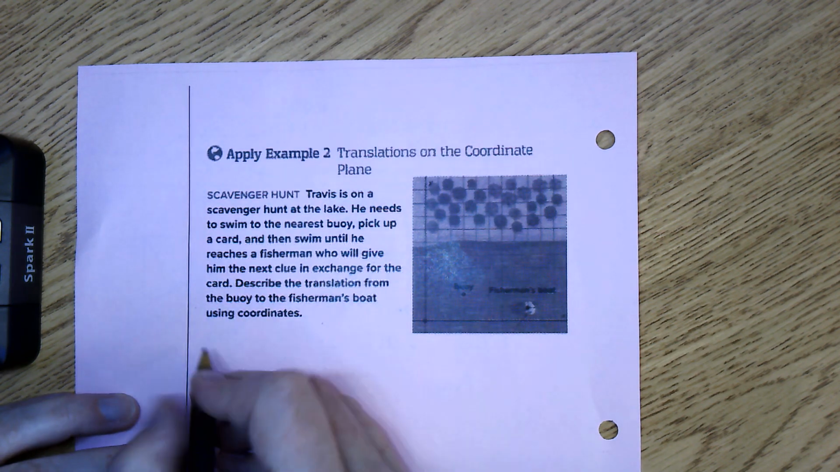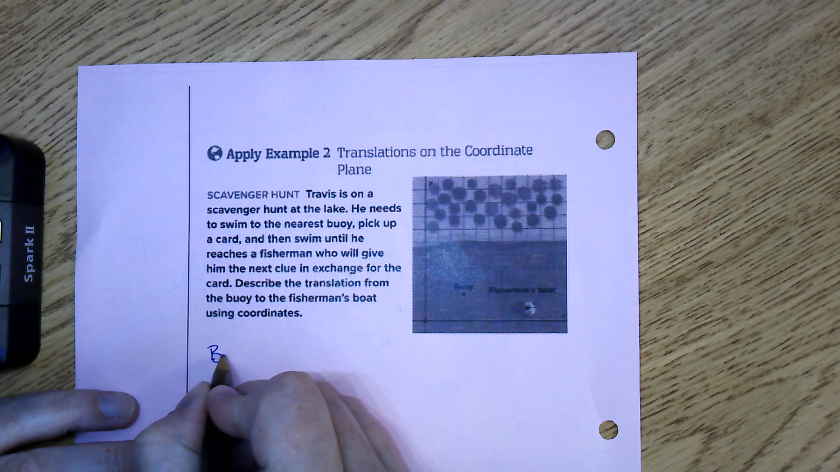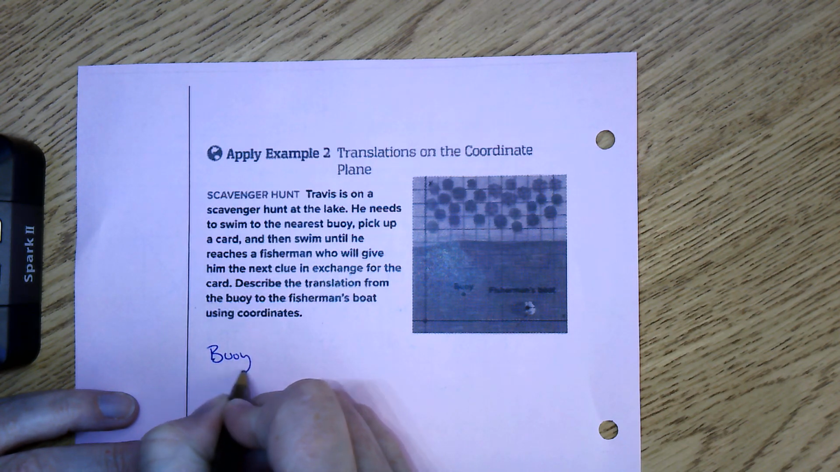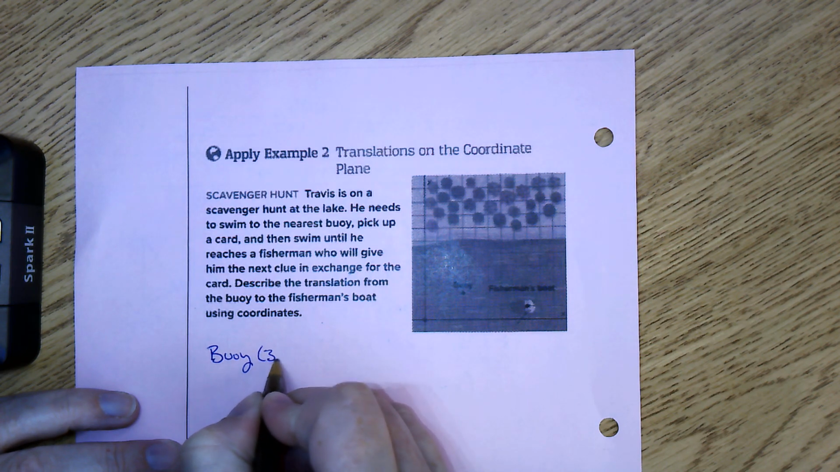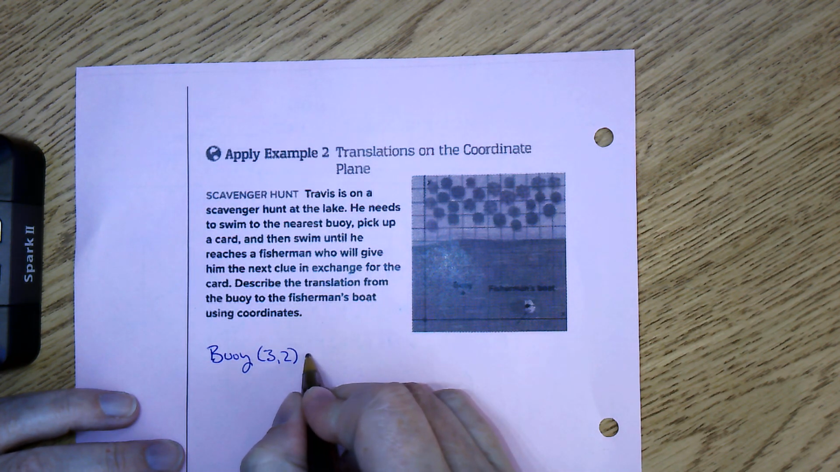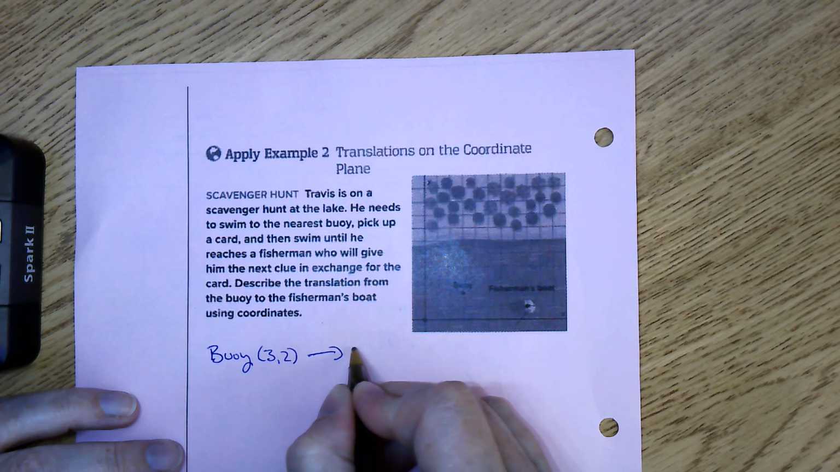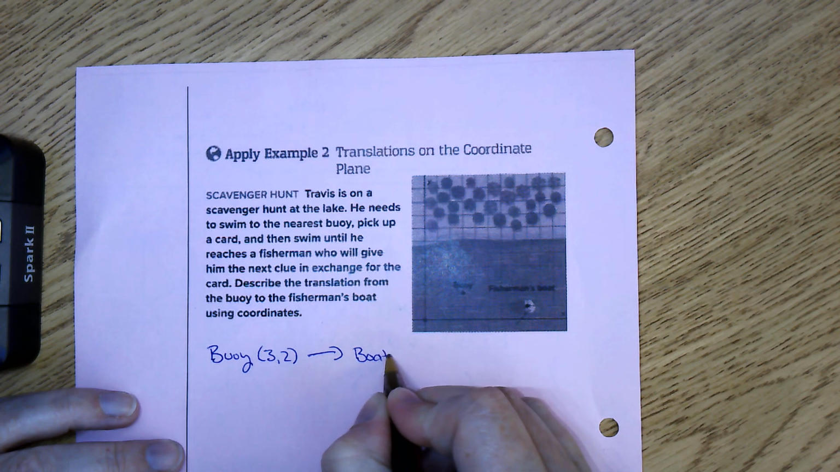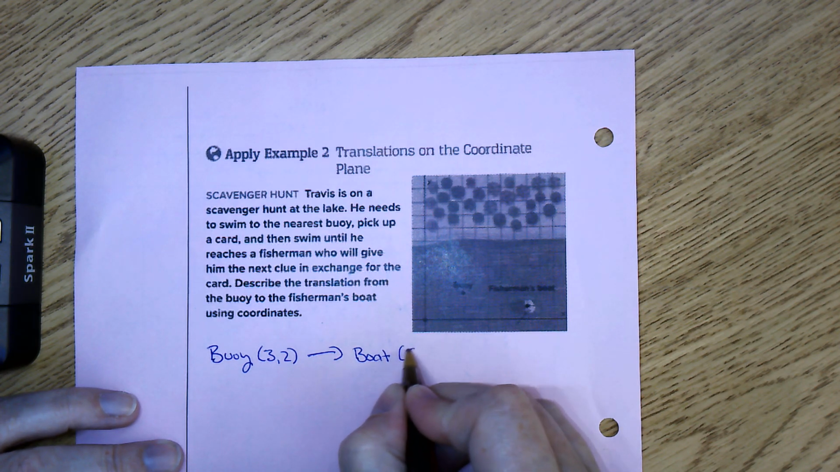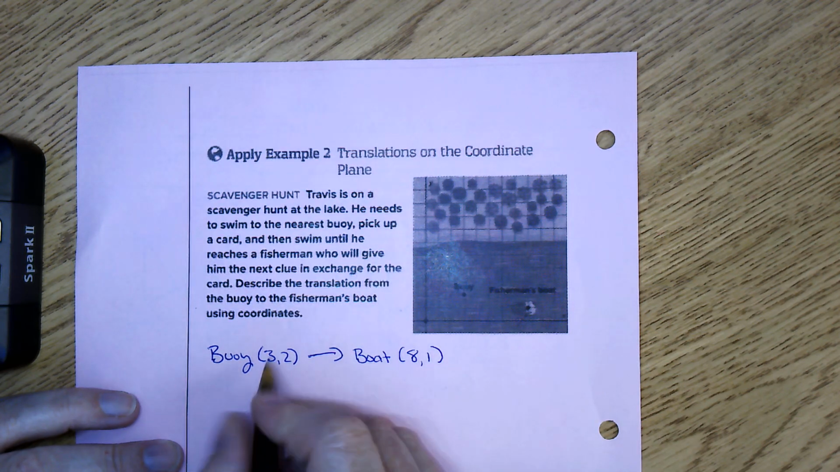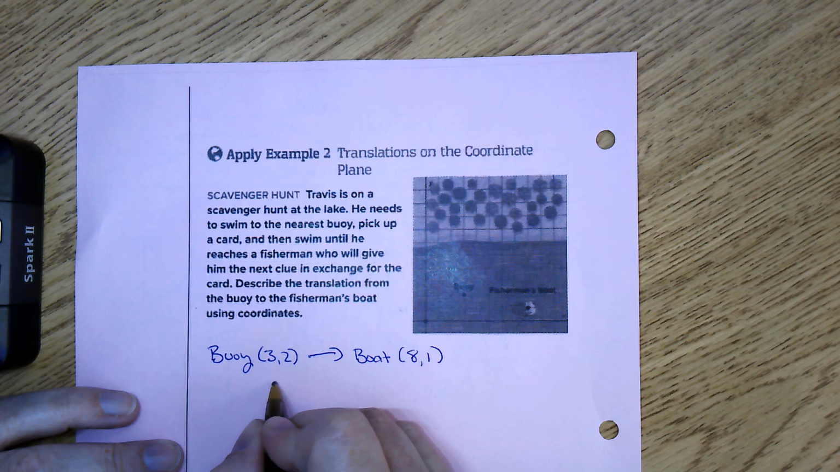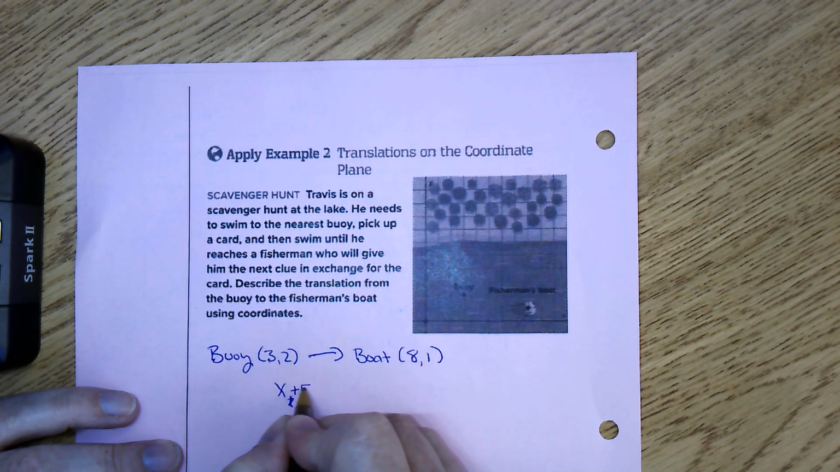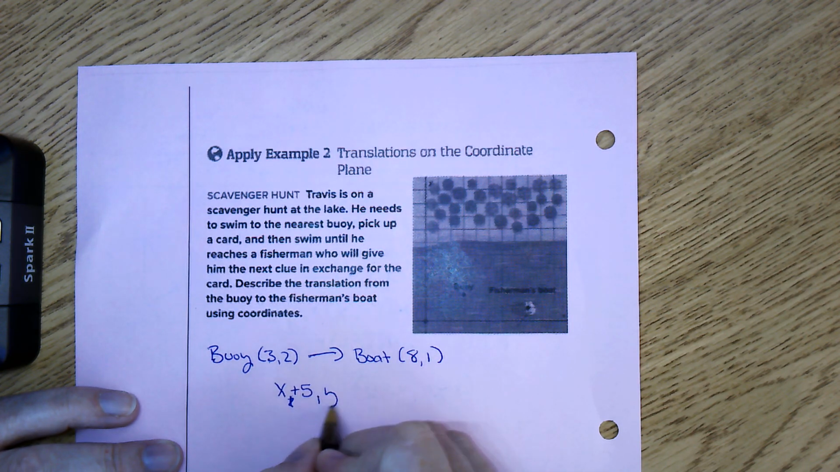Use coordinates. So the buoy, well, that's at 3, 2. And it wants the boat. So from the buoy to the boat, well, the boat's at 8, 1. Let's check out our move. From 3 to 8, well, that's x plus 5. And y, that's y minus 1.